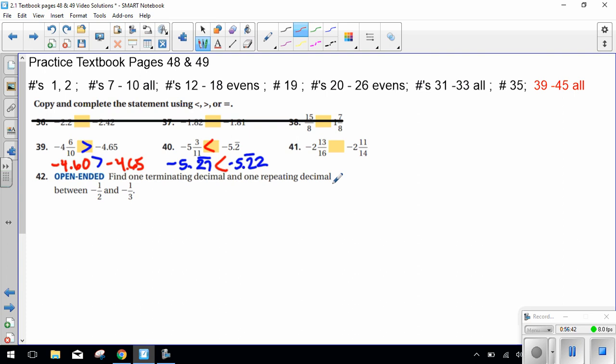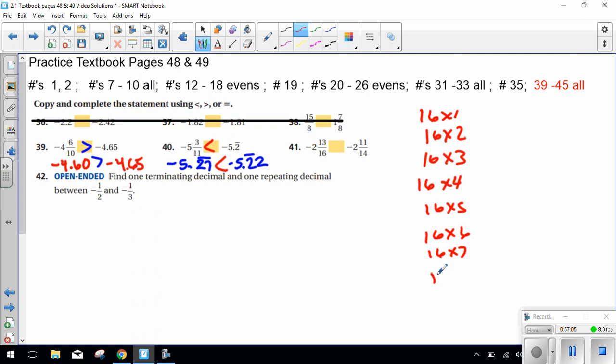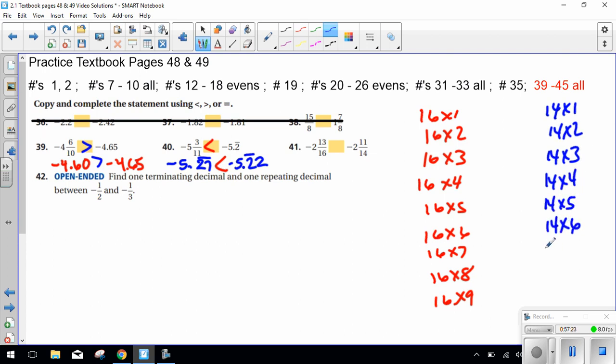Okay, for this next one, I'm going to take a minute and write my 14s and 16 times tables because the problem is just going to be really, really long otherwise. So please copy this down. We'll do the 14s as well.